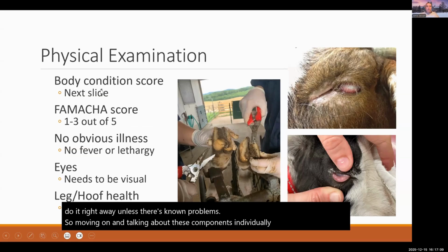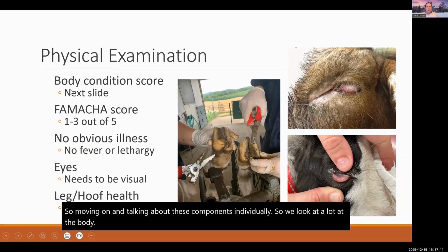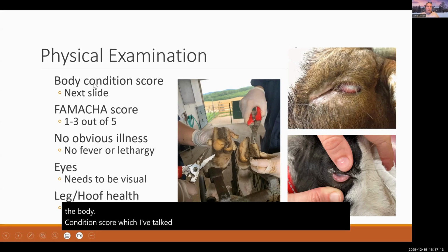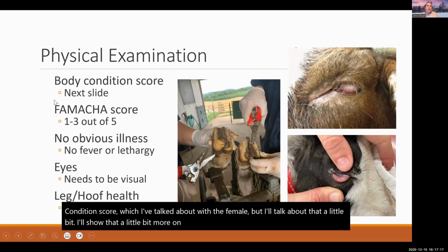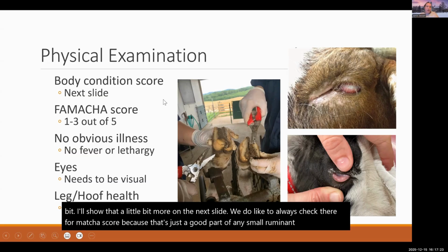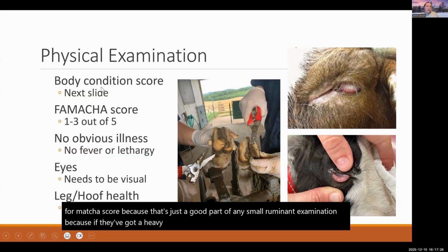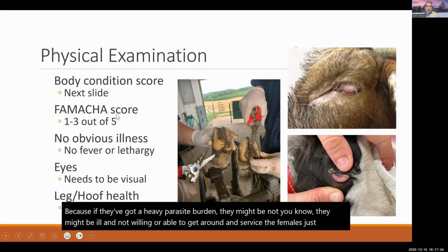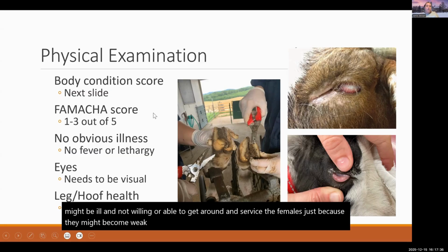We look a lot at the body condition score, which I've talked about with the female, and I'll show that a little bit more on the next slide. We always like to check their FAMACHA score because that's a good part of any small ruminant examination. If they've got a heavy parasite burden, they might be ill and not willing or able to get around and service the females because they might become weak. So we want to make sure that their FAMACHA score looks good and they don't need any deworming going into the breeding season.